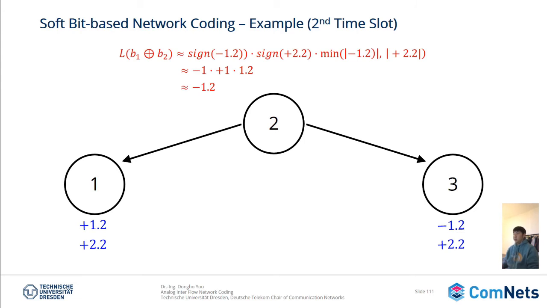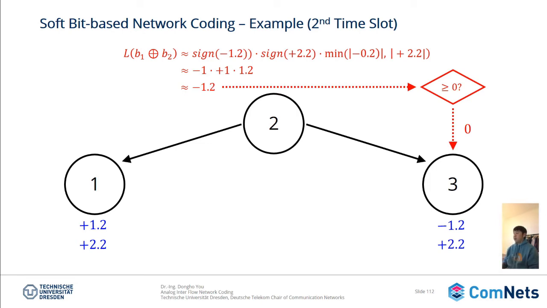And then the receivers do the network decoding process using these soft bits. For instance, when we see the node 3 case, these error values can be put into this equation, and we can get minus 1.2, right? Then we can make the decision: if this is greater than or equal to 0, it becomes binary 1, otherwise it becomes binary 0. Since minus 1.2 is less than 0, it becomes binary 0. Actually, this is the desired bit of node 3. It means that this bit was transmitted by node 1, right?